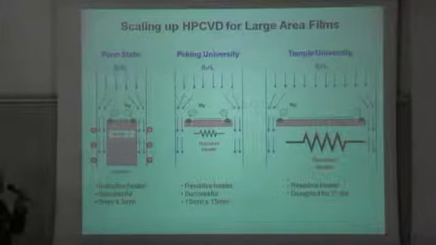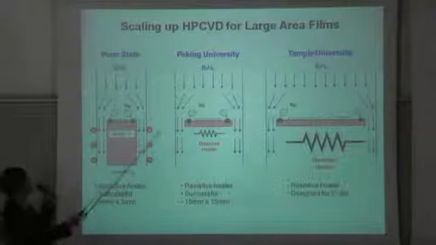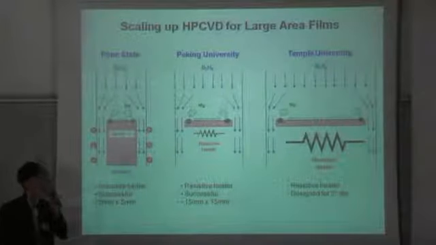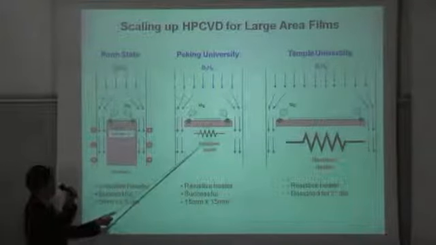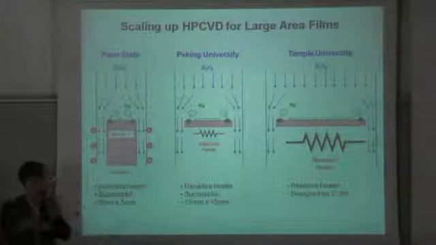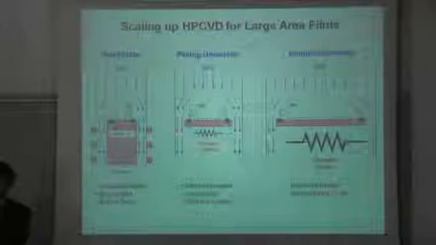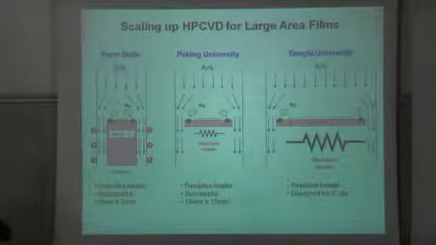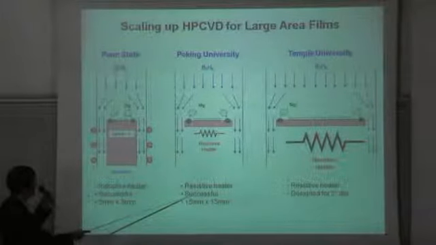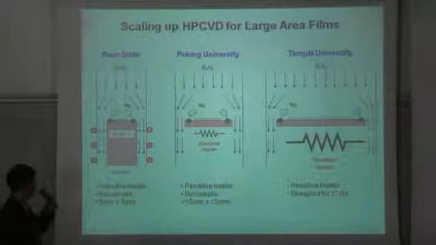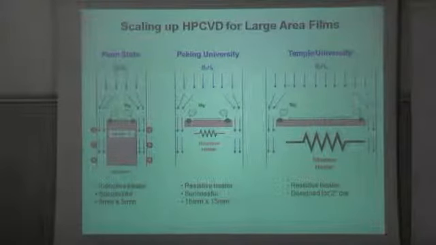There has been an effort at Peking University in China that I collaborated with. They have used the resistive heater. And when you do resistive heater, you are not limited by the inductive heating. You can grow larger size. And they have demonstrated very high quality films and like a 15 by 15 millimeter area samples.